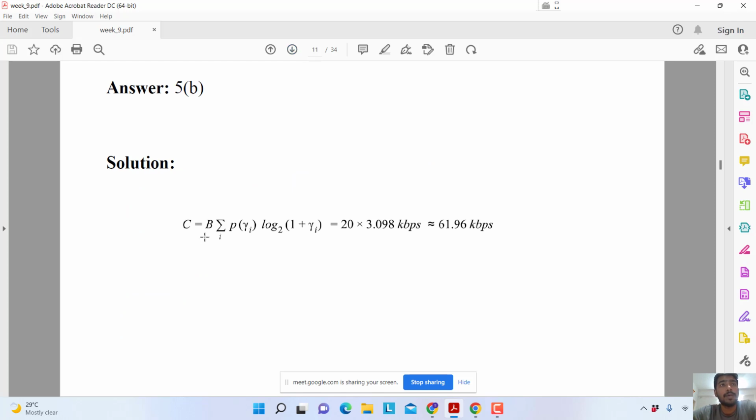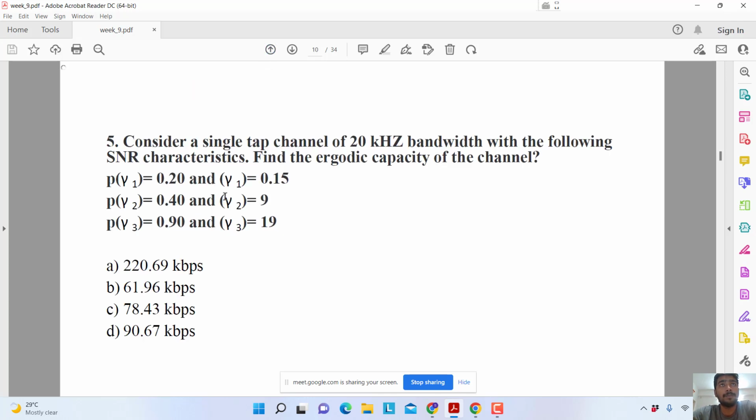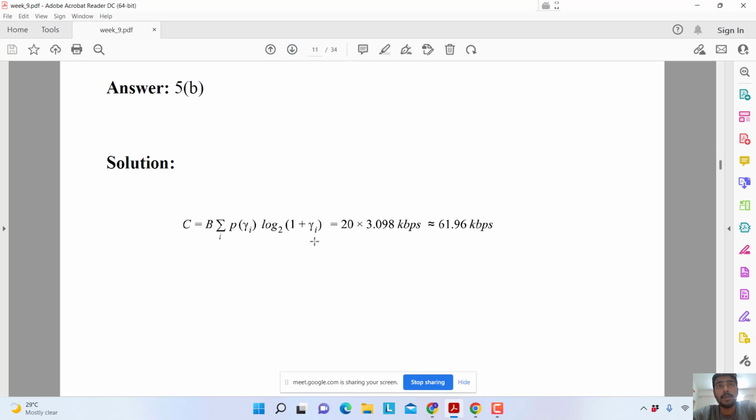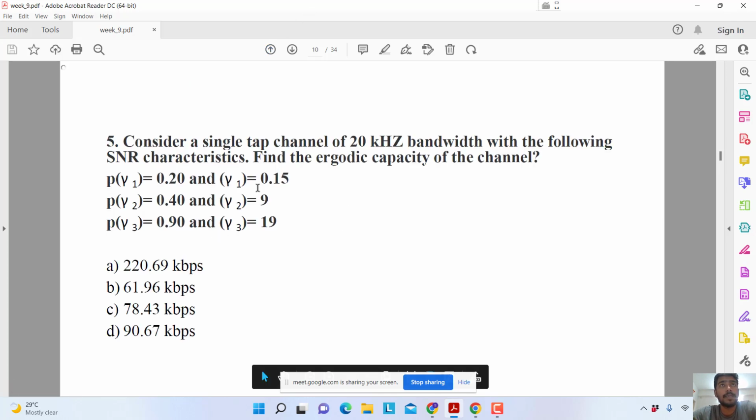Basically, to calculate the ergodic capacity we just use this formula. We have the probability of gamma, this term is given, and we have the SNRs. Just put in the values, and B is our bandwidth. Just put in all these values and you can calculate. It will become 61.96 kbps, so option B is the right answer.